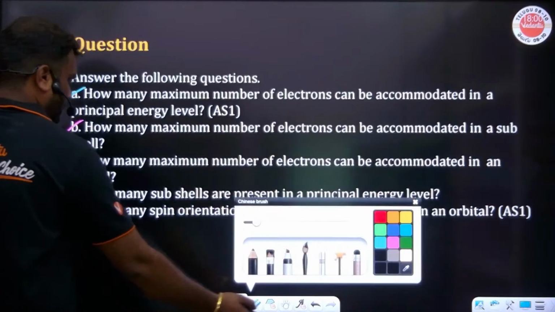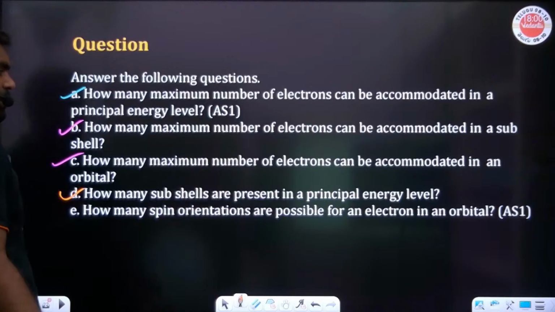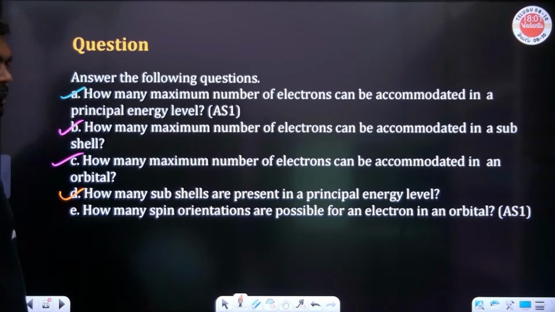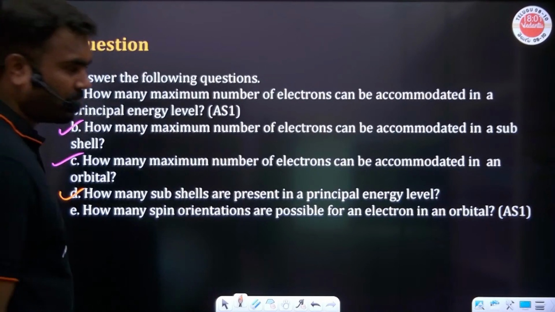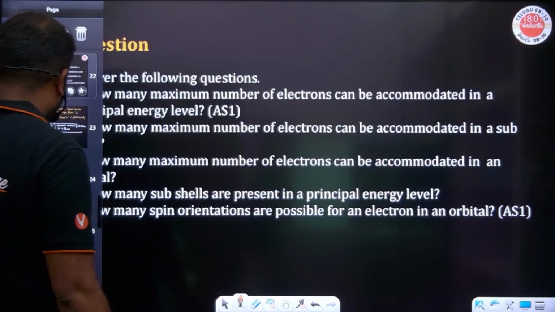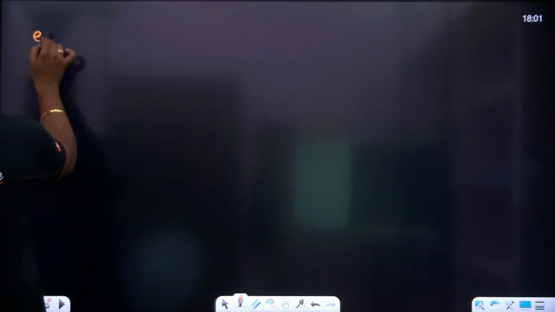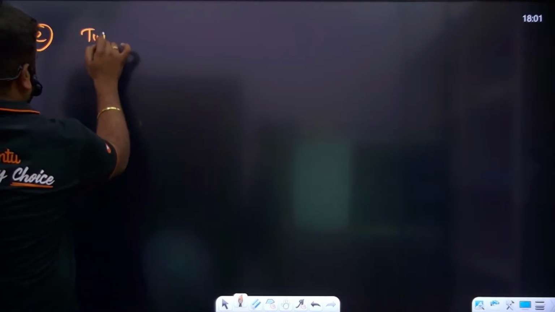Next. How many spin orientations are possible for an electron in an orbital? 2 spin orientations are possible, that is plus half and minus half, clockwise and anti-clockwise.